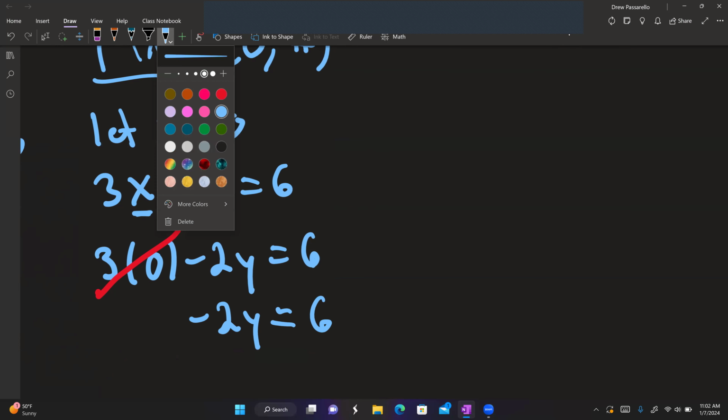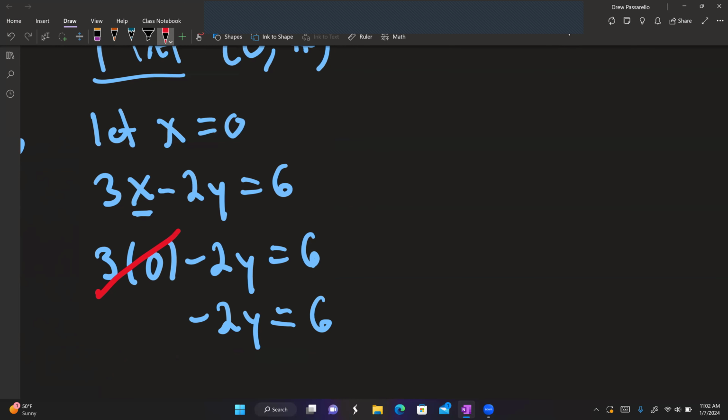And then I have to get rid of the -2 that's in front of the y. And again, if you have a number next to the variable, it's multiplication. So it's like -2 times y. So you want to do the opposite of that. The opposite of multiplication is division. And so I'm going to divide by -2. And the -2 divided by -2, those cancel out and you just get y.